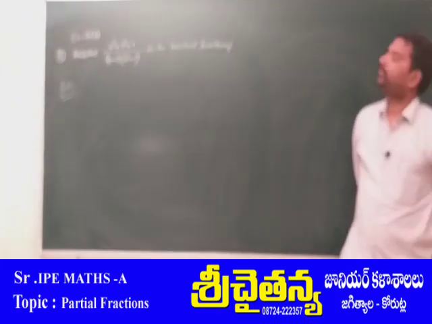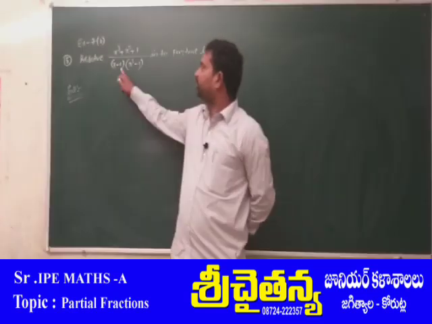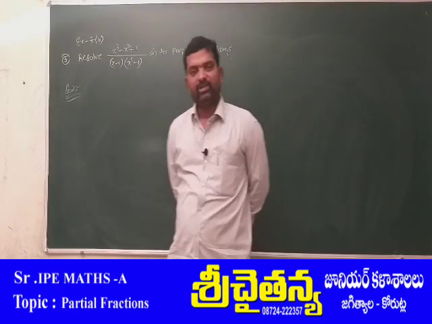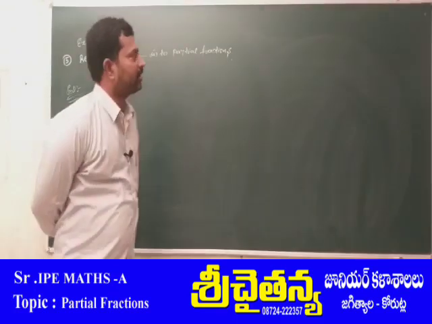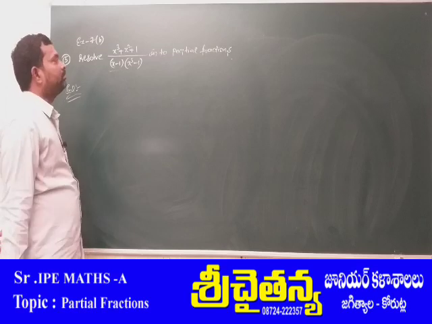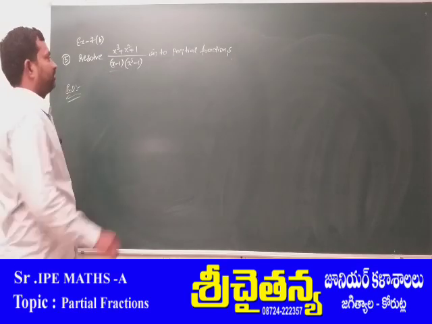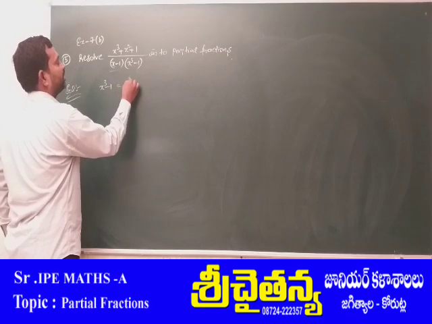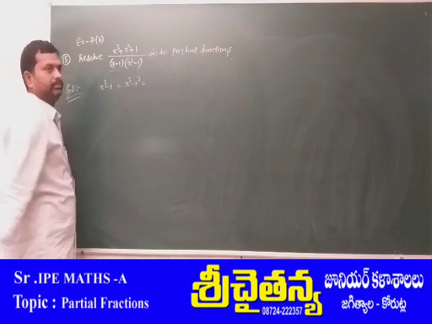So first you observe in the denominator x minus 1 and also x cube minus 1. Is it repeated or non-repeated? We have to check. X minus 1 is clearly non-repeated. But x cube minus 1, check here, can be written as x cube minus 1 cube.